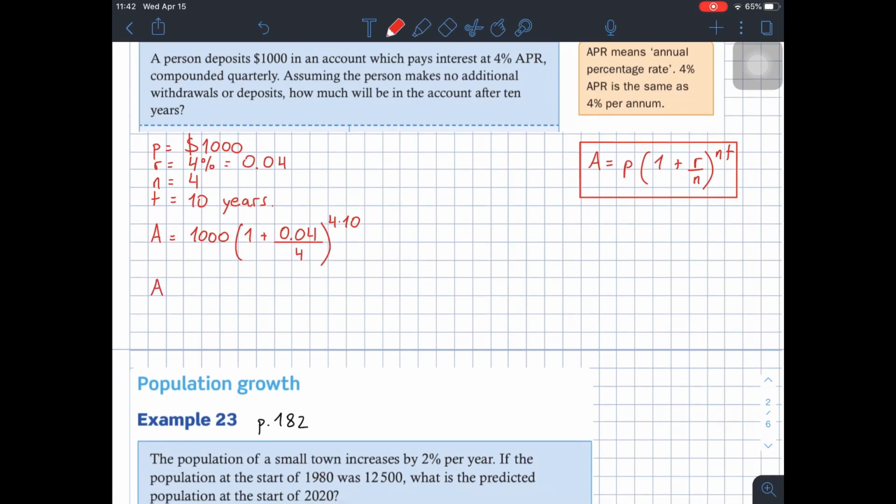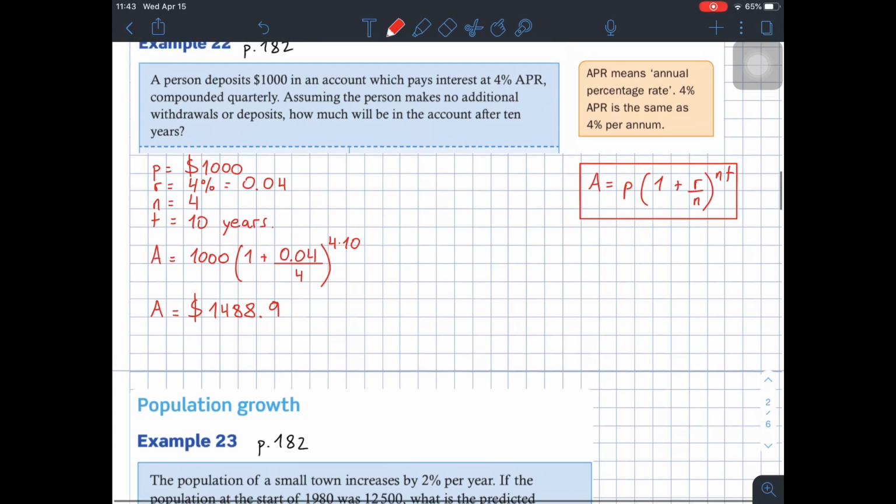If we calculate this using our calculator, we would get 1,000 times (1 plus 0.04 over 4) to the power of 40. This is $1488.9. We could say $1488.9 and leave it there.